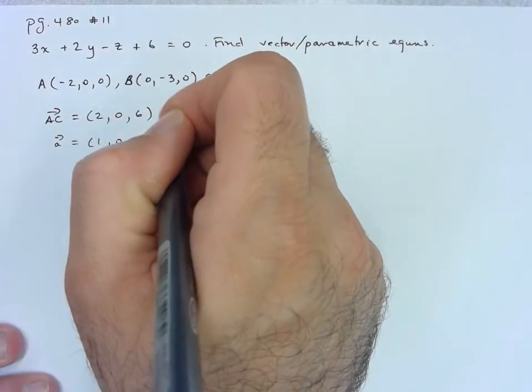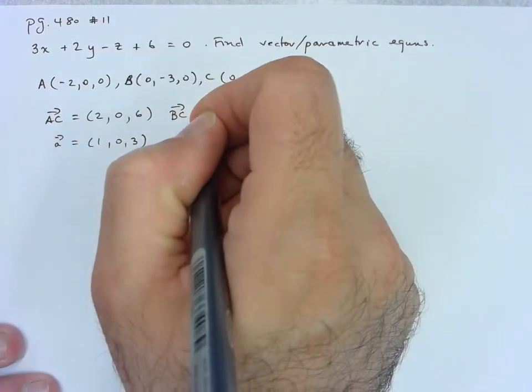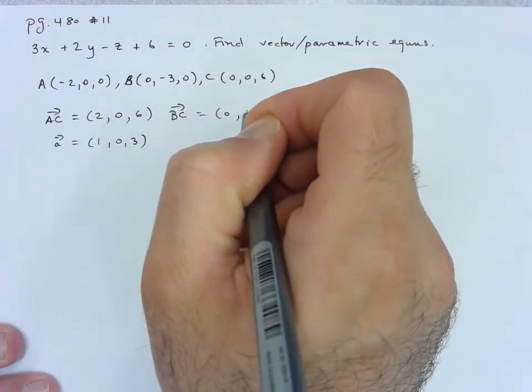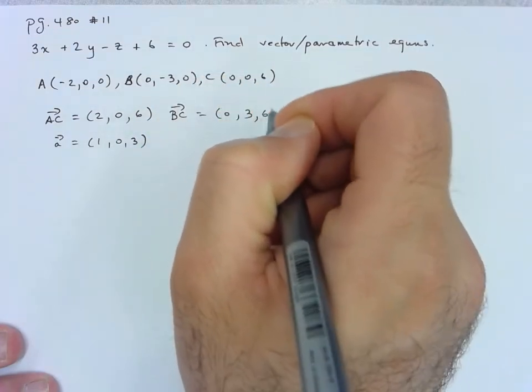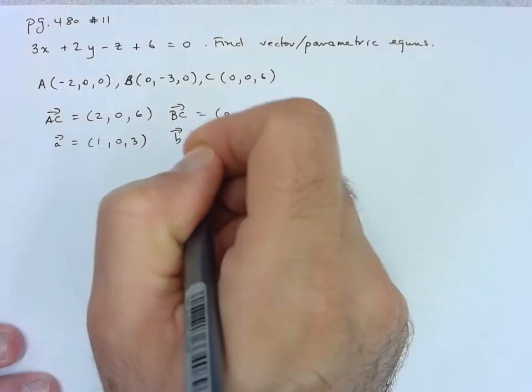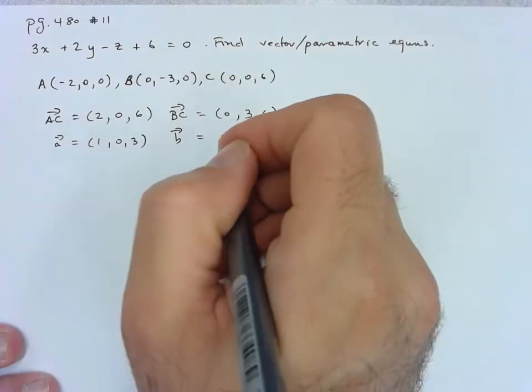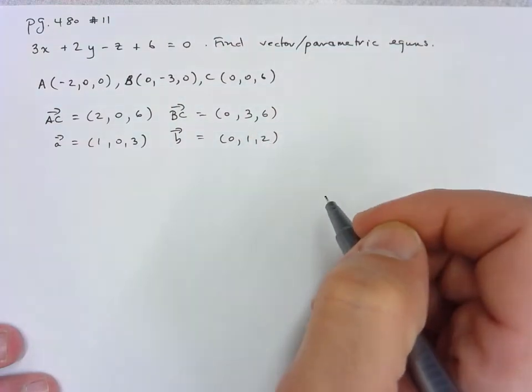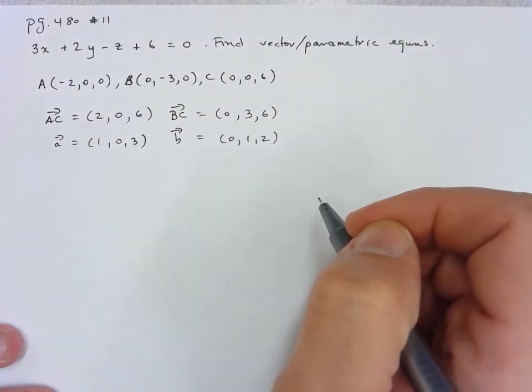Okay, and then I'll take BC. Okay, so I'll subtract here, so 0 minus 0, 0. 0 minus -3 is 3, and 6 minus 0, 6. And again, for my second direction vector, I'll just simplify this. I'll take 0, 1, 2. Okay, and now I have enough information to write the vector equation.